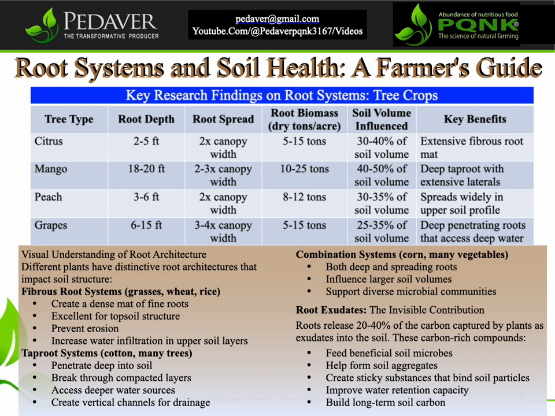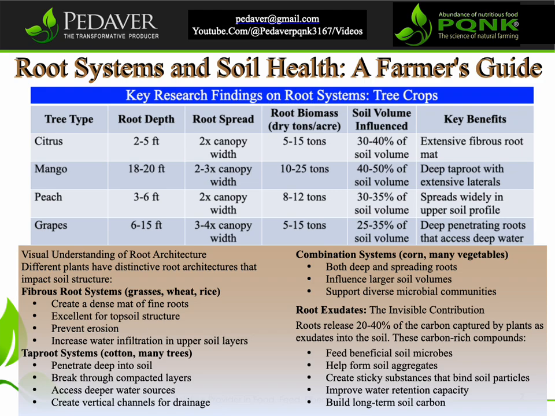Key research findings on root systems, tree crops. Tree type, root depth, root spread, root biomass in dry tons per acre, soil volume influenced, key benefits. Citrus: 2 to 5 feet, 2x canopy width, 5 to 15 tons, 30 to 40% of soil volume. Extensive fibrous root mat.